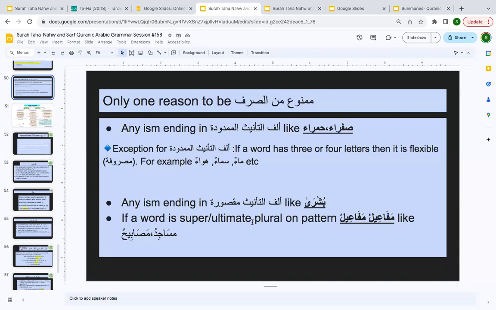Okay, it is going to be partly flexible, mamnu min as-sarf. And the only reason for it to be partly flexible is it is a super plural or an ultimate plural. It is jama al muntaha, like the biggest plural, if that makes some sense. Okay, is this clear to you? For example, the reason I am telling you this is that in the last surah that we did, we learned a partly flexible ism, ar-Rahman. And I taught you the two reasons for it to be partly flexible.